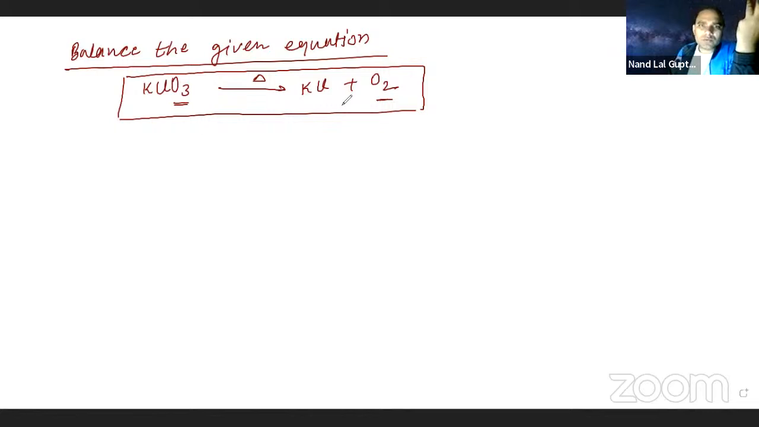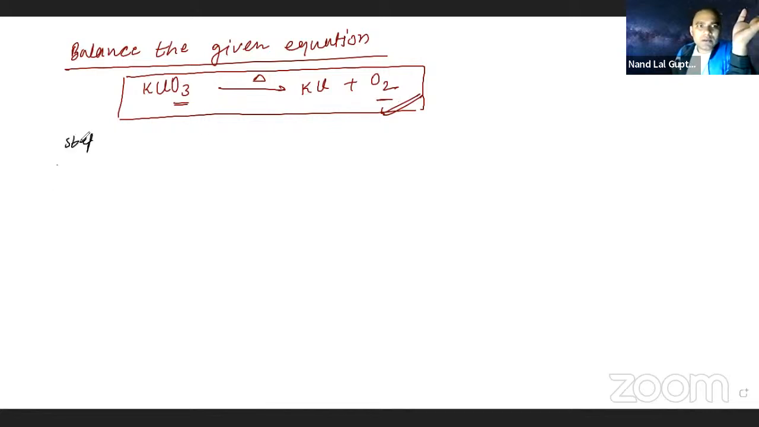So what shall we do? We cannot change the formula, like some students are doing here, O3. That is not correct. Ozone is not being formed. You can't change the formula of the compound. The formula of the compound will remain as it is. So we are going to see, student, step number 1.